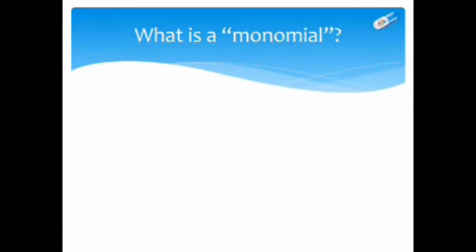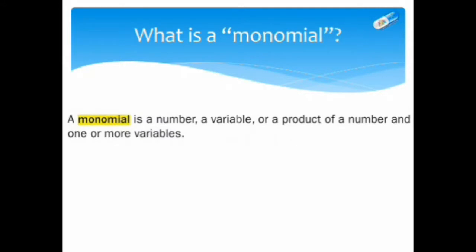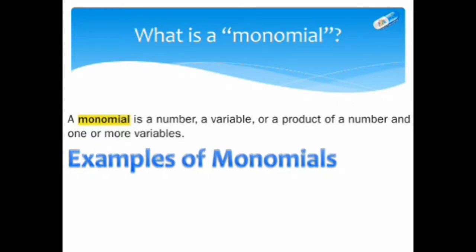First, what is a monomial? A monomial is a number, a variable, or a product of a number and one or more variables. Let's see some examples for monomials. For example, 2 to the power of 5. 2 is a number and is raised to a power, and this is called a monomial. Another example, 3x squared. This is a product of a number and a variable, and this variable is raised to a power 2. This is also called a monomial.